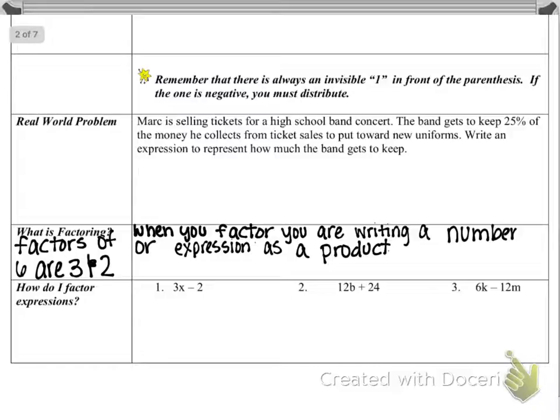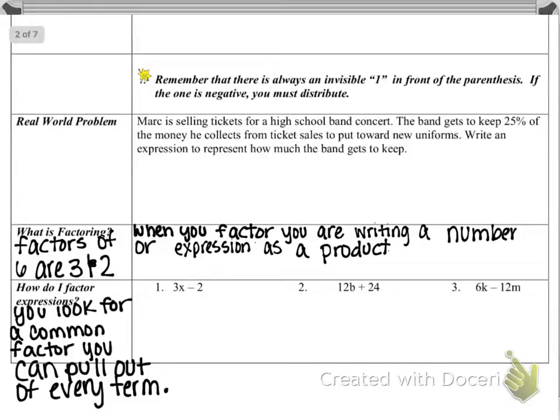So, how do I factor expressions? You look for a common factor that you can pull out of every term. All right, now let's look at number 1. 3x and 2. What can I divide out of 3x that I can also divide out of 2? Since only one has the x on it, we have to look at just the coefficient of 3x now. 3 and 2. Any common factors? No. So we're just going to write no common factors.